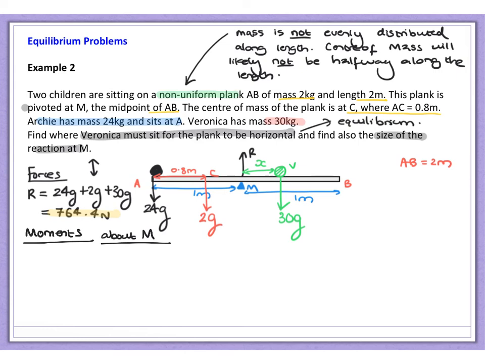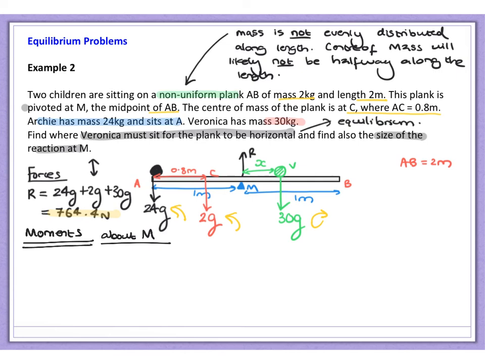So Veronica's weight, 30g, imagine pulling down on that like a string. Everything would start to rotate in a clockwise direction. That's a clockwise moment. 2g, pulling down on that force would cause everything to rotate in an anti-clockwise direction, and the same with the 24g force. So really important to identify the direction of each moment.